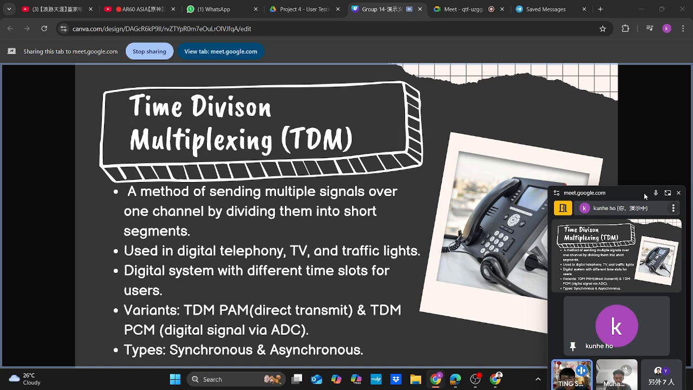So the signal will be transmitted simultaneously over the same channels, but they will occupy different frequency range. So these techniques are commonly used in the AM or FM radio. Okay, next.